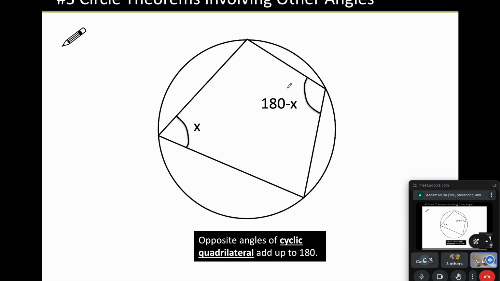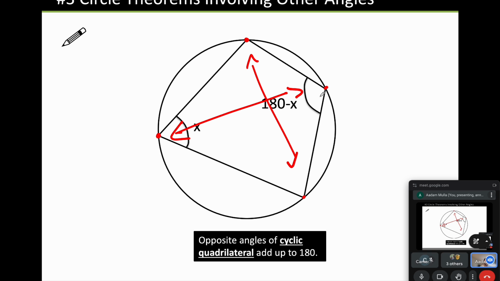Okay, next question. Next circle theorem is opposite angles in a cyclic quadrilateral add up to 180. So what does that mean? It means if we have a four-sided shape with all of the edges touching the circle, that means it's a cyclic quadrilateral. It's touching the circle. And the opposite angles will add up to 180. So these two will add up to 180, and these two will add up to 180.